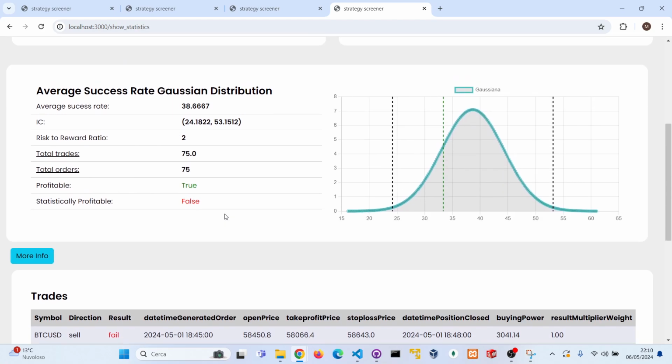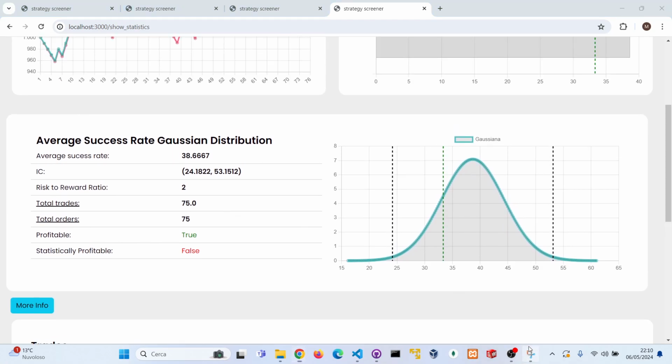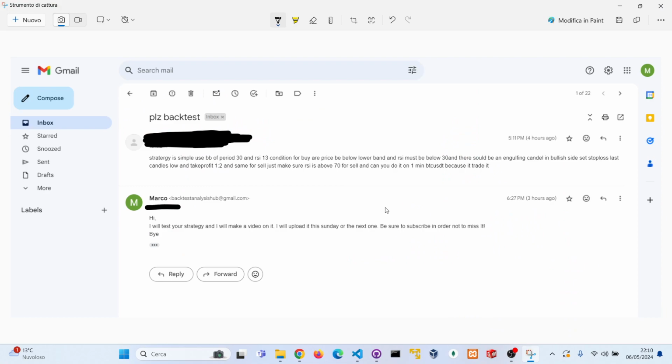So, in conclusion, I would say that this strategy is quite good, but the data isn't enough to say that the strategy is statistically profitable. And yeah, anyway, it has a high win rate.